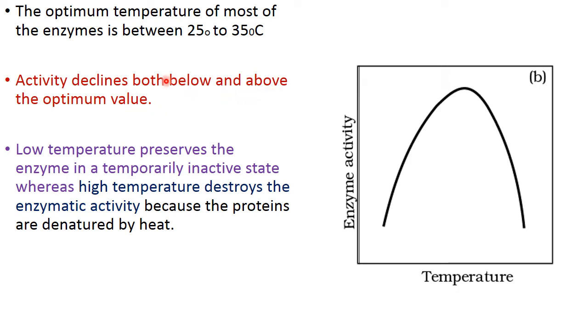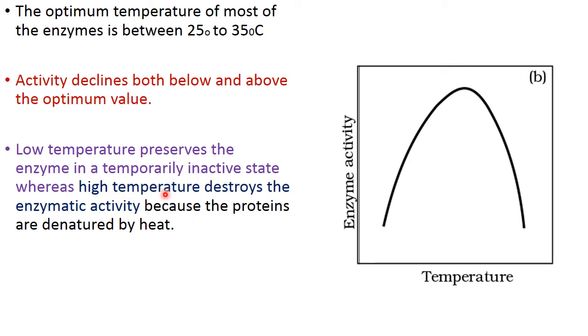If the temperature is below the optimum, that is also going to reduce enzyme activity. Because if we keep some food stuffs in the fridge, why do we do it? Why does it remain fresh? Because the activity of the enzyme gets stopped and it does not spoil the food. But if we take it out and get it to room temperature, the enzyme's activity will get resumed. So that is what we say, that low temperature will preserve the enzyme in a temporarily inactive state. But if we increase the temperature, the activity of the enzyme will again start.